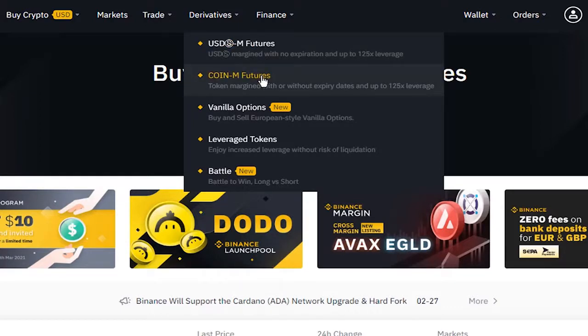And COIN-M futures, which are actually coin margin futures. They can be with or without an expiry date. And here also we have leverage up to 125. Pay attention that here the base asset, the coin, is used as collateral and you must have, for example, Bitcoin available to trade and your profit and loss is in terms of Bitcoin. We can also switch between these two inside the trading platform. Let's select USD-M futures and there in the trading platform, I'll fully explain the difference between these kinds of futures.